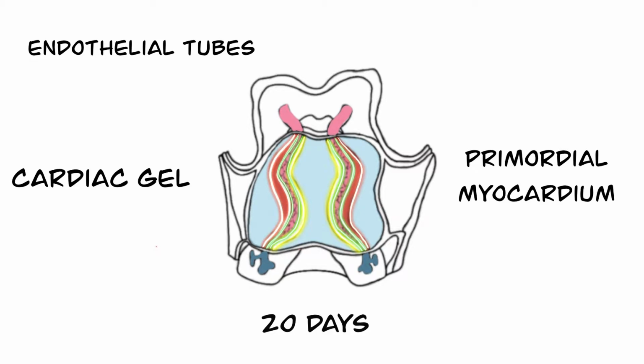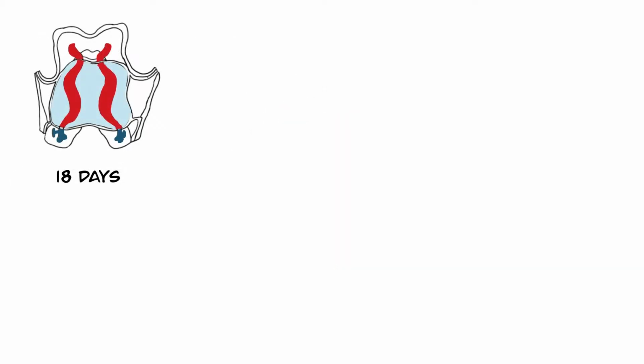The endothelial tube then forms the endocardium, the innermost layer of the heart. Mesothelial cells that originate from the other side of sinus venosus are distributed over the myocardium and will differentiate into the epicardium or visceral epicardium.